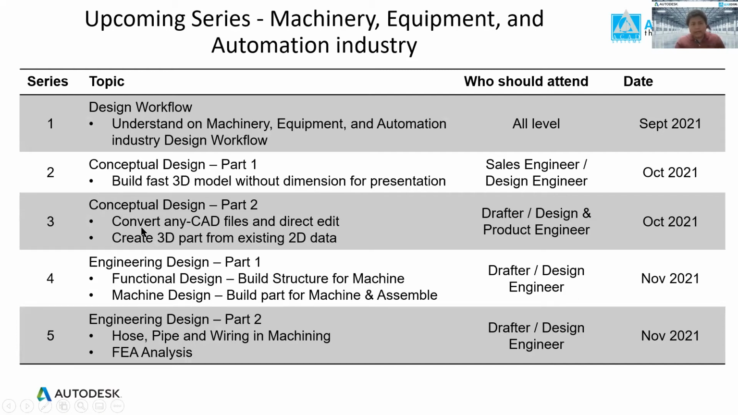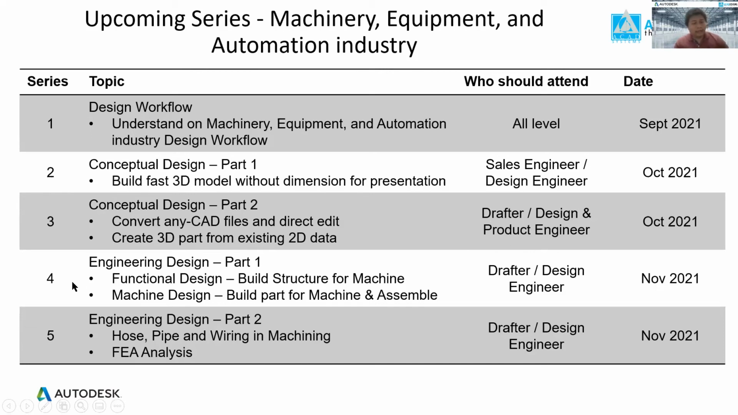Okay, for this part 2 we will also cover creating a 3D part from an existing 2D drawing, right? So for example, you have one machine, then you want to create a clamp for your machine. How to create it, because you might already have the detailed 2D drawing, the existing one, and how do you convert your 2D drawing to a 3D drawing. So this one is also good for those working as a designer and also drafter.